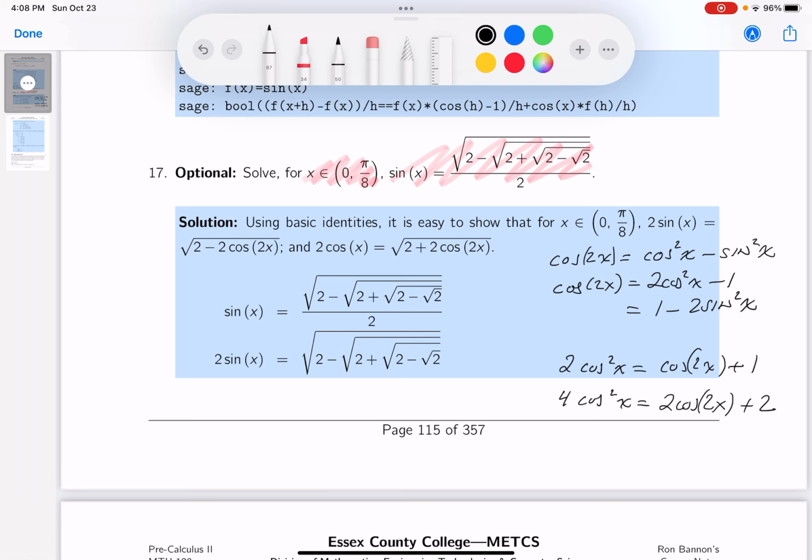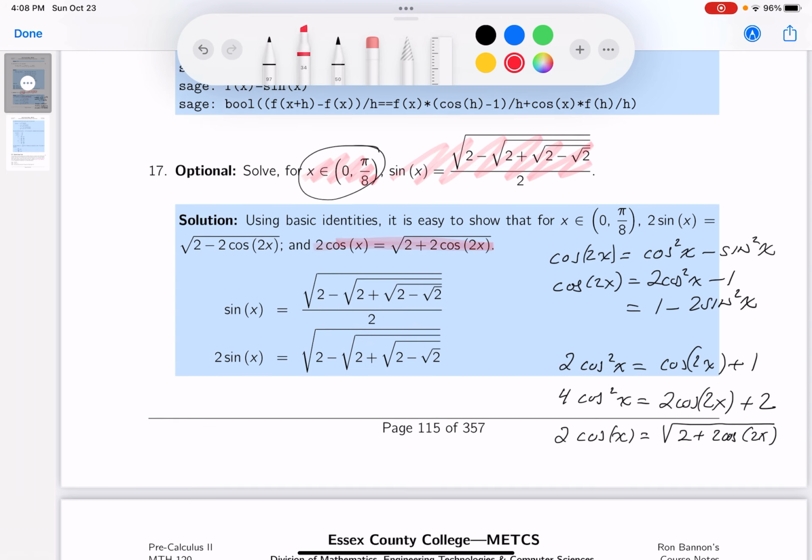Take the square root of both sides. And this is going to be okay if the angles are acute. And this angle's acute over here, so that's fine. So we get 2 cosine x would be the square root of, let's be careful, 2 plus 2 cosine of 2x. Let me show you where that's written. That's written right over here. All right? That's an important fact. We're going to use that.